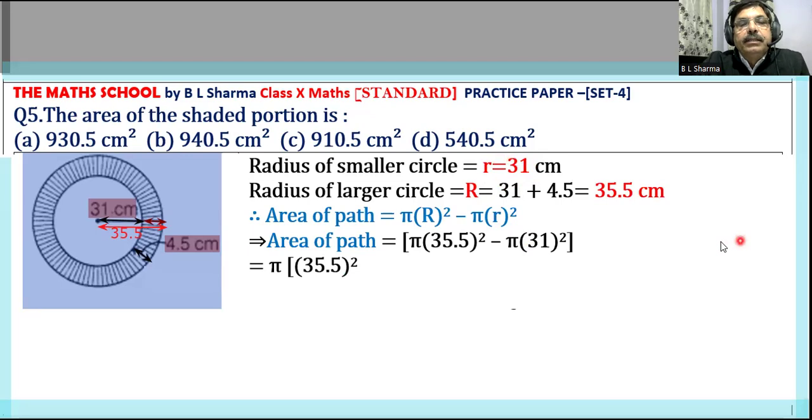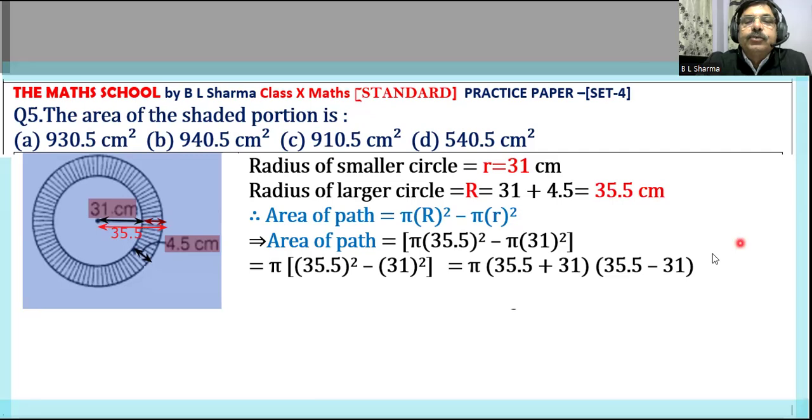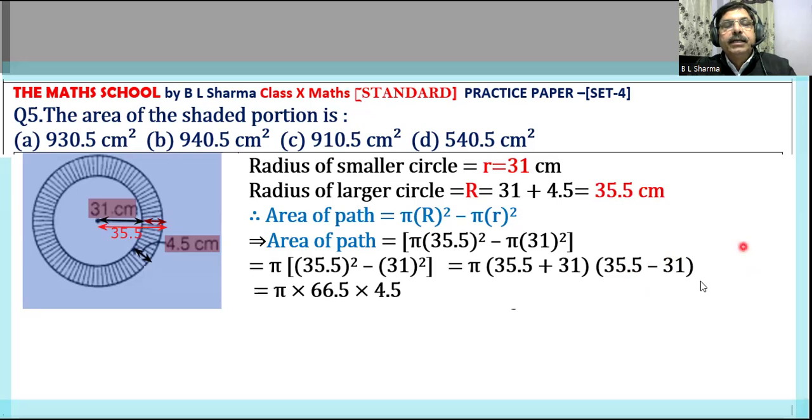Take pi common, 35.5 whole square minus 31 whole square. But now what to do? Use the formula x square minus y square, that is x minus y, x plus y, to simplify it. So pi as it is, 35.5 plus 31, x plus y, and x minus y. Using the formula, a square minus b square is a plus b, a minus b. Using the algebraic identity, pi as it is, 35.5 plus 31, that is 66.5, and this 35.5 minus 31, that is 4.5.